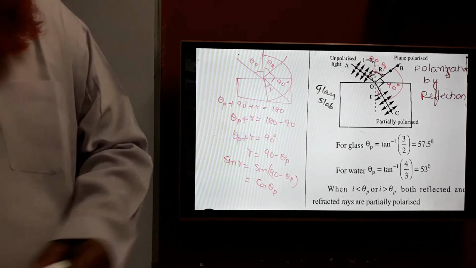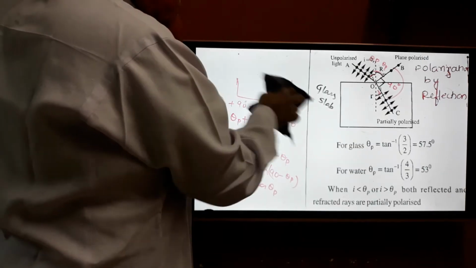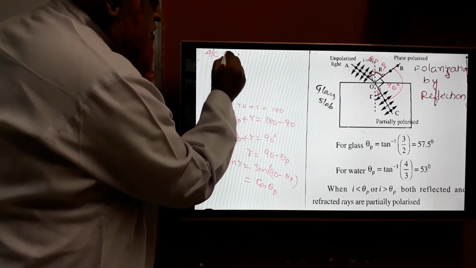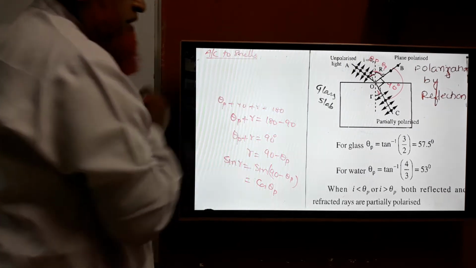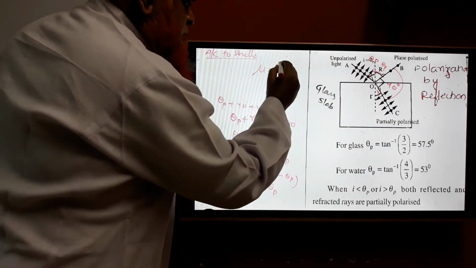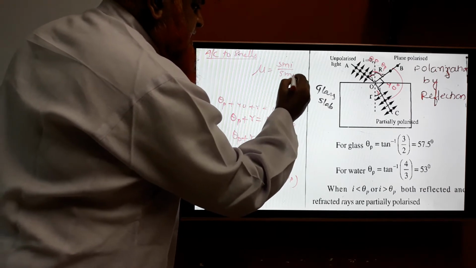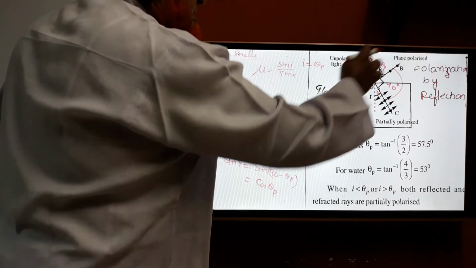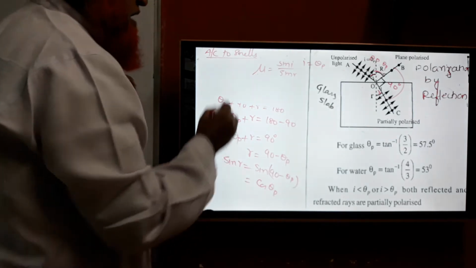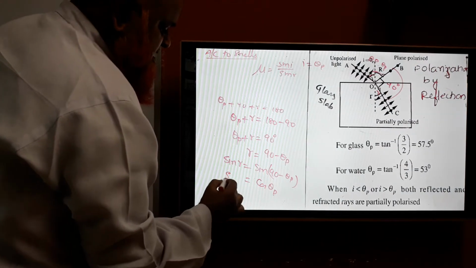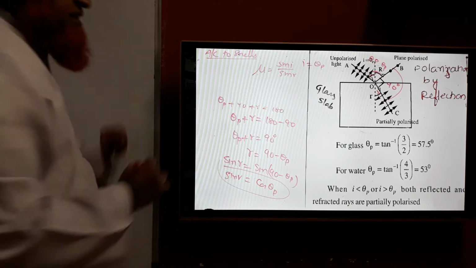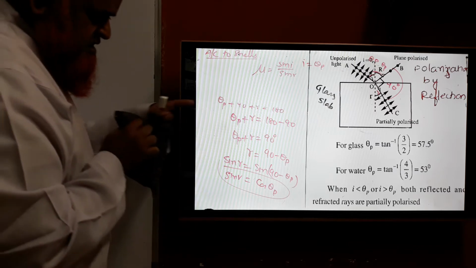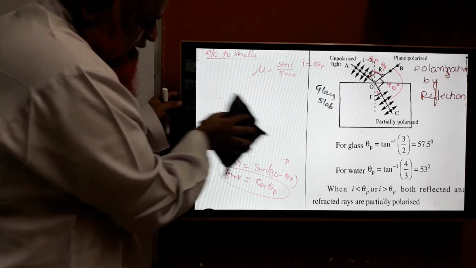Once you understand this process, you have to apply Snell's law. What does Snell's law say? Snell's law says that mu is equal to sin i by sin r. So if the angle of incidence i is considered to be theta p, and I have told you that sin r can be taken as cos theta p now. Sin r is replaced with cos theta p. If you have understood this process, then you can take a screenshot.